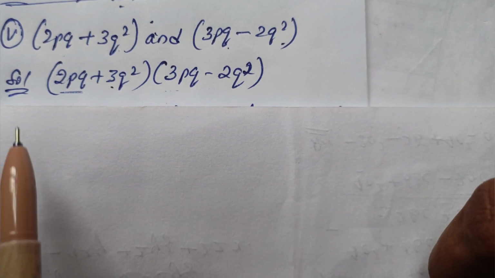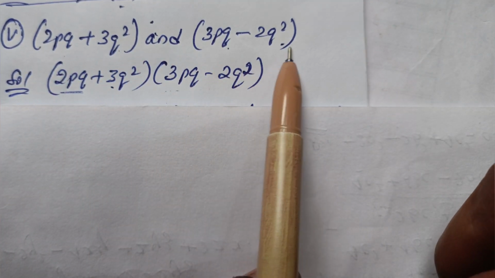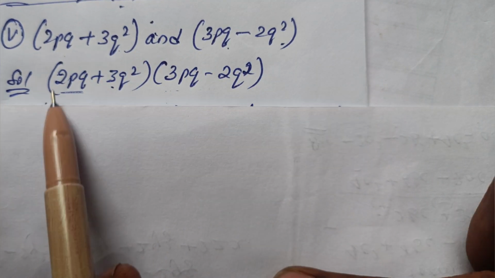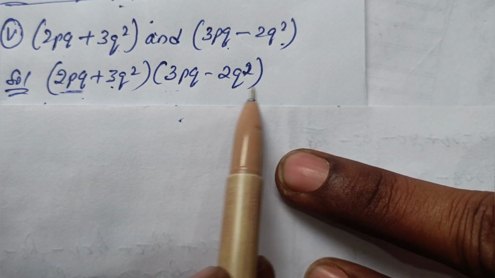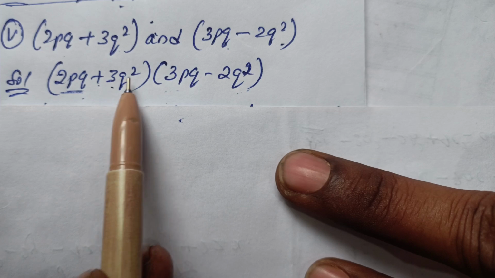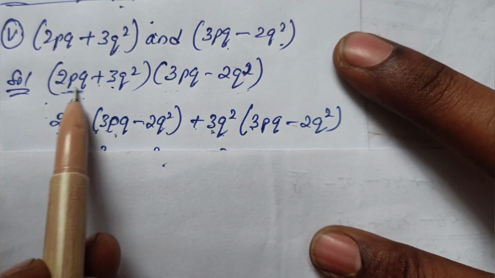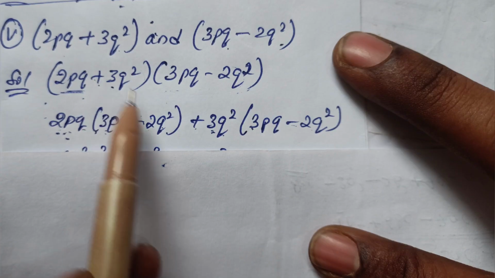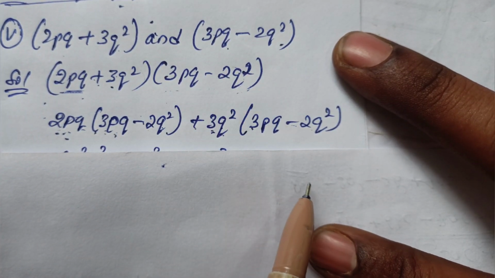Here fifth sum is given, (2pq + 3q²) and (3pq − 2q²). Here solution, we write the expressions as they are. So now we need to multiply the first term with the entire other expression, then plus the second term with the entire other expression. Let's write it down. I have written 2pq into this term plus 3q² into this entire term.